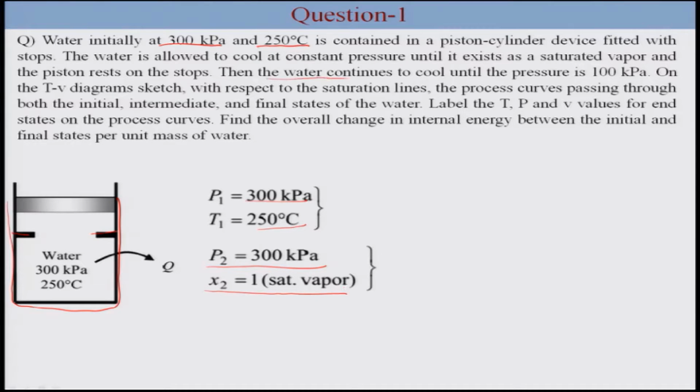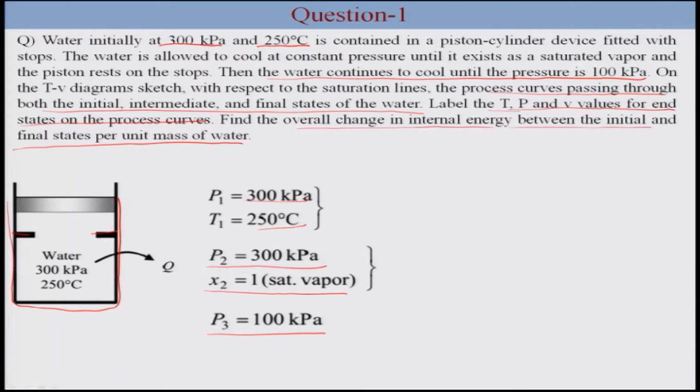Then the water continues to cool until the pressure is 100 kilopascal. On T-v diagrams sketched with respect to the saturation lines, we have to draw the process curve passing through the initial, intermediate and final states of the water, label the T, P and v values for the end states of the process curves, and find the overall change in internal energy between the initial and final states per unit mass of water.